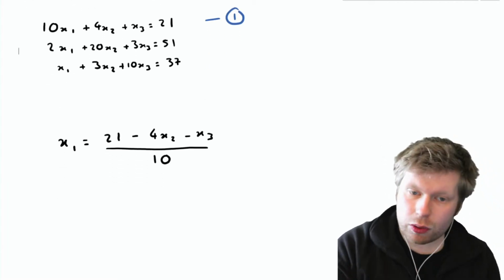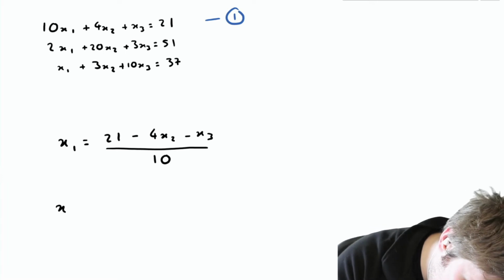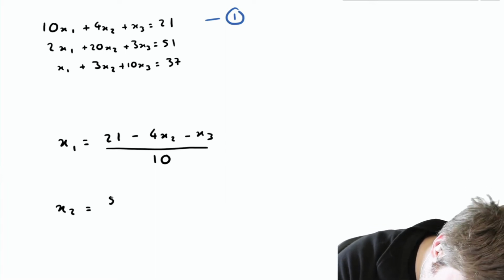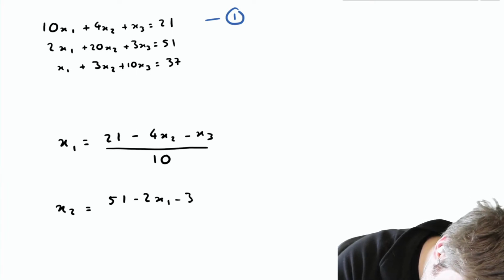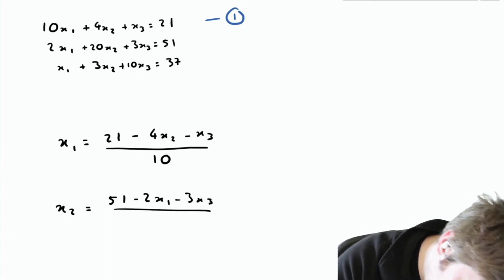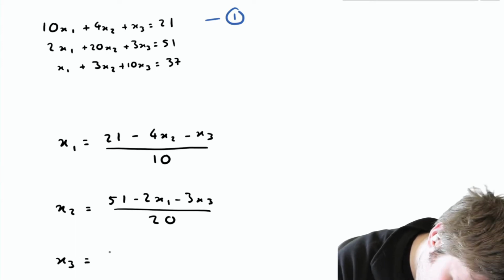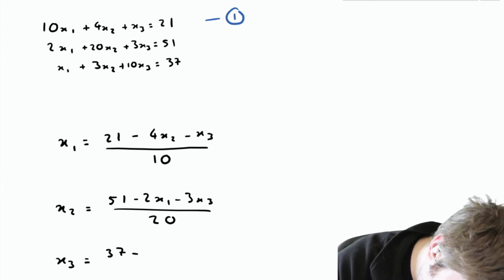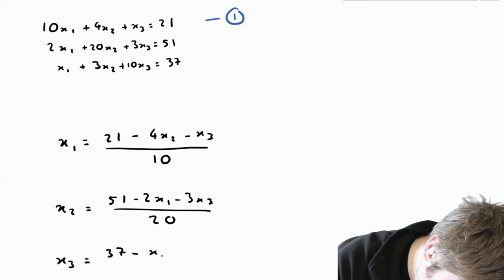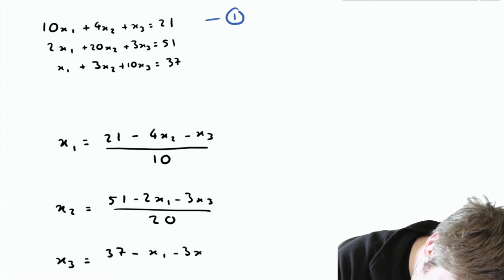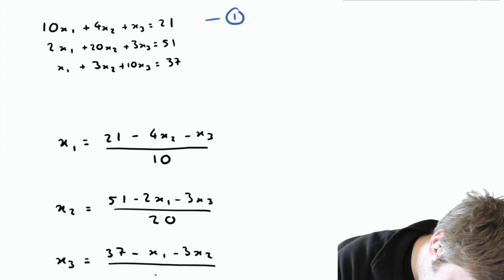So in other words, if I just rearrange this first equation in terms of x1, this is what I get, okay? And if I do a similar kind of thing for x2, so x2 is going to be, well, let's see, 51 minus 2x1 minus 3x3, all divided by the coefficient of x2, which is 20, and similar kind of thing for x3, so in other words, 37, take away x1, take away 3x2, all divided by 10.